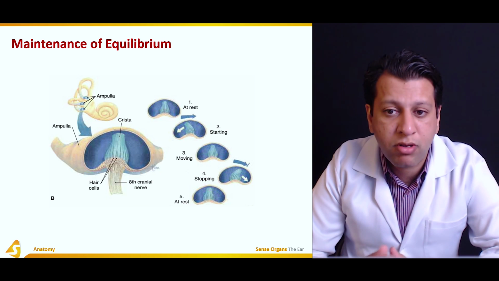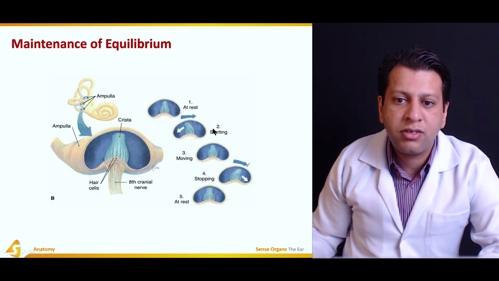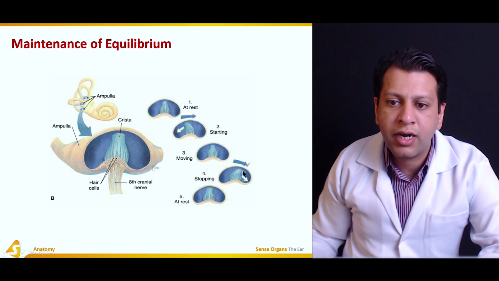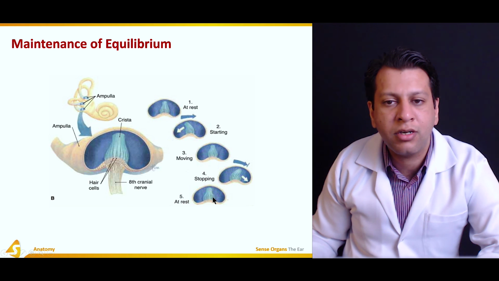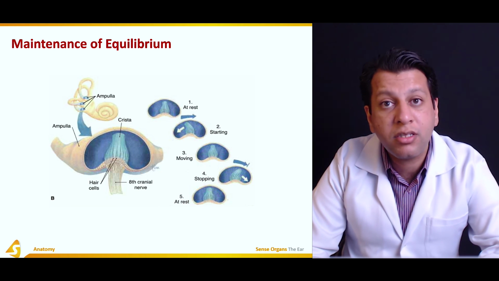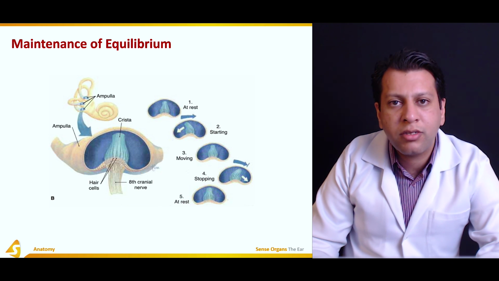This is for dynamic equilibrium. As you can appreciate, at rest is this position, and once it starts to move, the cristae are moving along with it. When the fluid moves towards the left direction, and then the fluid moves to the right direction, the cristae move along. So they're constantly sending impulses, and now the head is on the left side, now the head is on the right side, and now it's again in the center. So this dynamic equilibrium is maintained by the ampulla and the semicircular canals, while static equilibrium is maintained by the utricle and saccule.